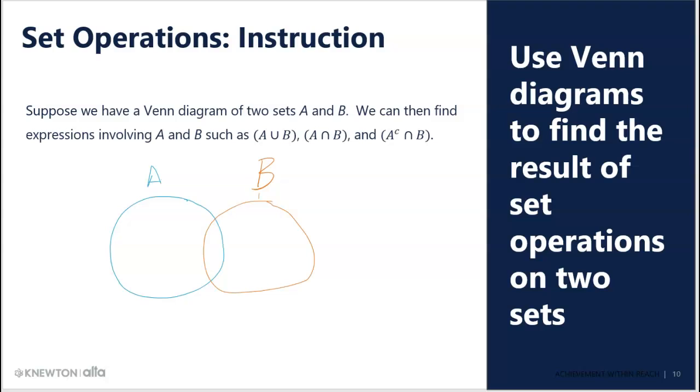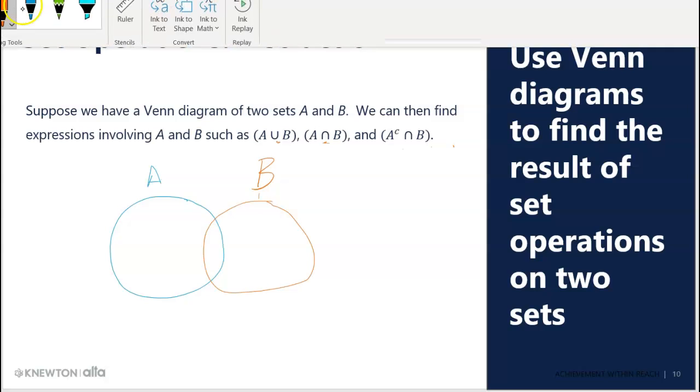So how can we find expressions involving A and B, such as A union B? This symbol here is the union, A joined together with B. This is the intersection, or A complement in union with B. I'm going to start doing this on this slide. They didn't leave me enough room on the next slides to finish this.